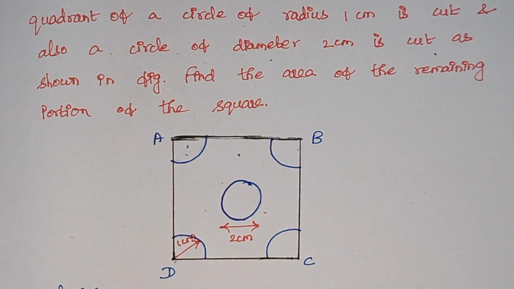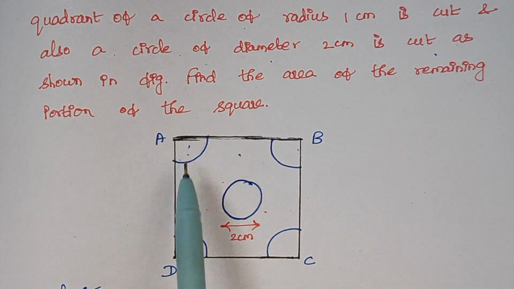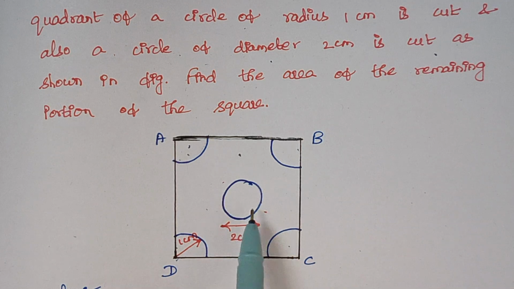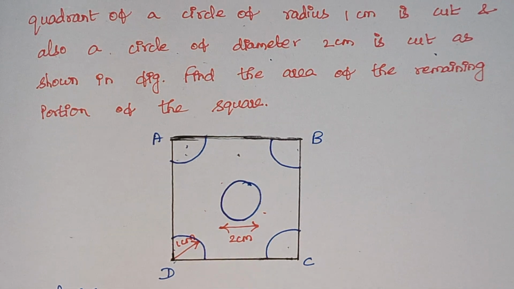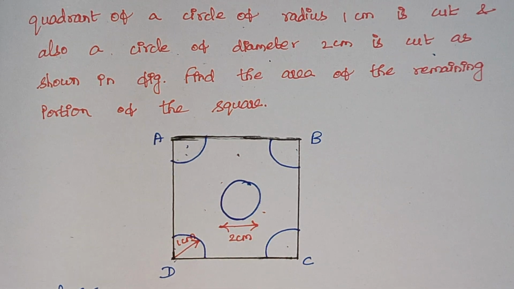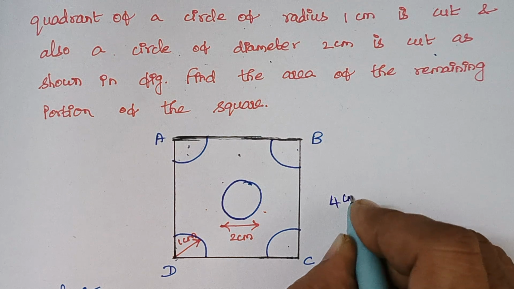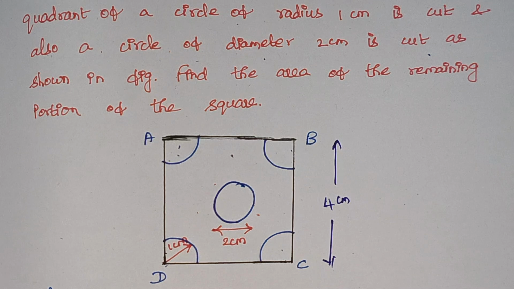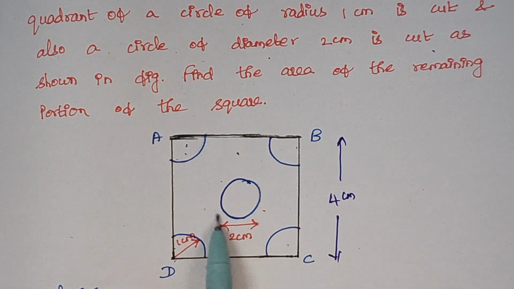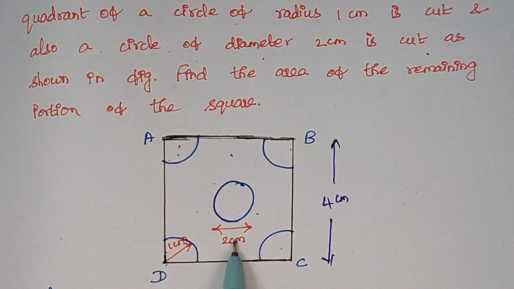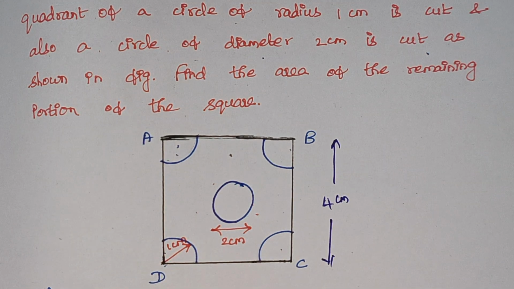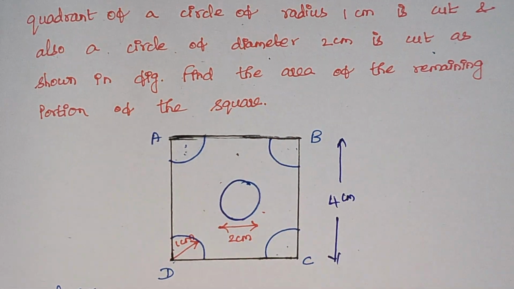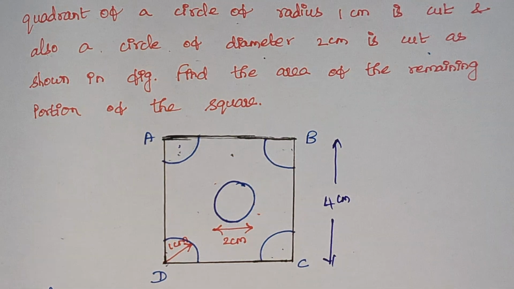So here the thing is, you have to find the area of all these 4 quadrants, and you have to find the area of the circle. Then you have to subtract these two values from the area of the square. Right. So here the side of the square is given as 4 centimeters. Finding the area of this center circle is easy because you know the diameter. So you can calculate radius, then you can find the area. How to find the area of these quadrants? Right. So here I am going to tell you a shortcut.